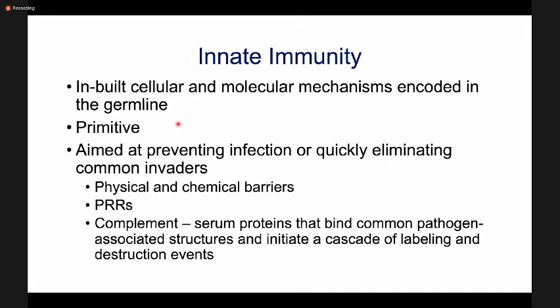Okay, and this includes things like I've talked about: physical barriers, chemical barriers like low pH, your cells with their pattern recognition receptors. So this usually would be the phagocytes. Okay, and then we do have some soluble components in serum that are aspects of the innate immune response.